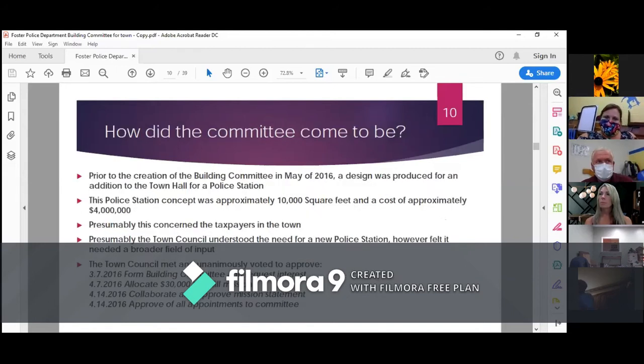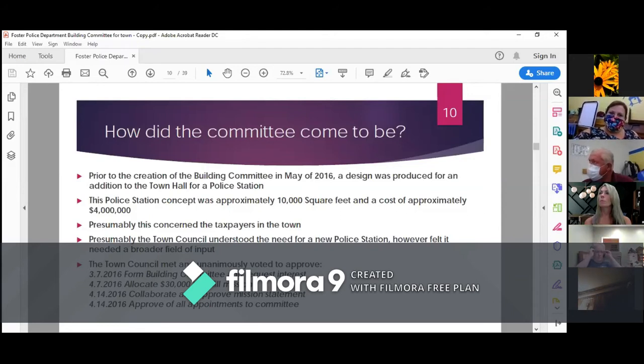Okay, so how did the committee come to be? Well, you may or may not know this. This is how I got involved. Prior to the creation of the building committee back in May 2016, a design was produced to add an addition onto the town hall for a police station. That roughly, and Gordy, you may be able to clarify this, was around 10,000 square feet, about $4 million, if I remember correctly. And frankly, I heard about it at Sammy Wright's welding shop, and I got a little upset. I went down to the town hall and kicked my feet because I'm kind of a cheap guy. They said, well, if you want to change it, get on the committee. So I sent a letter in. That's how I got on the committee.